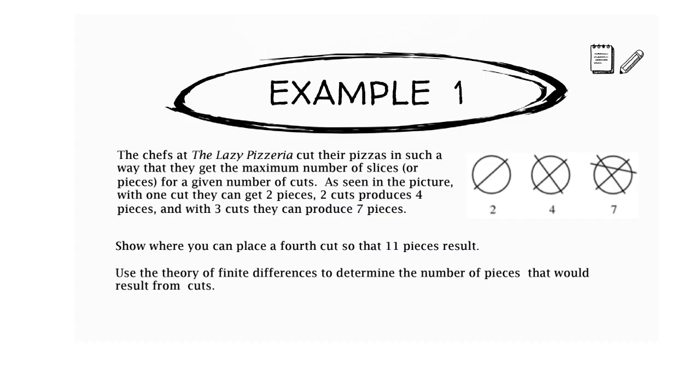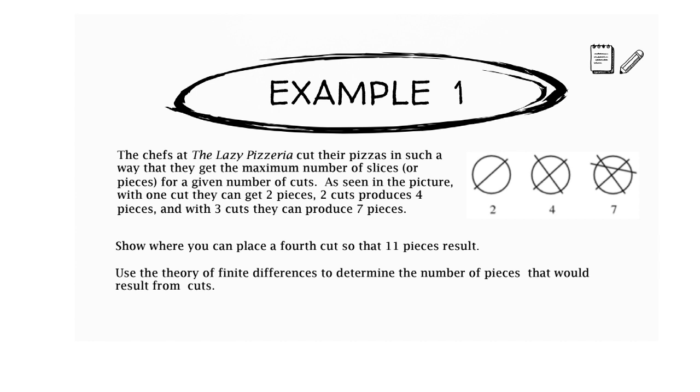Our first example is a very interesting problem. It says, the chefs at the Lazy Pizzeria cut their pieces in such a way that they get the maximum number of slices for a given number of cuts. As seen in the picture, with 1 cut, they can get 2 pieces. 2 cuts produces 4 pieces, and with 3 cuts, they can produce 7 pieces.